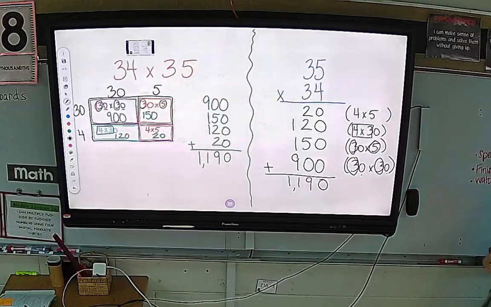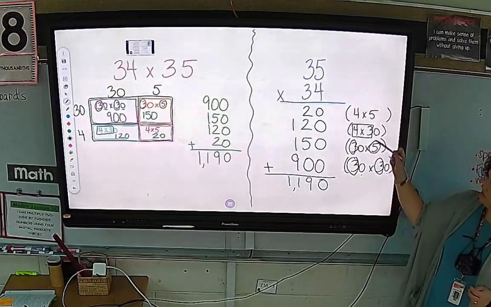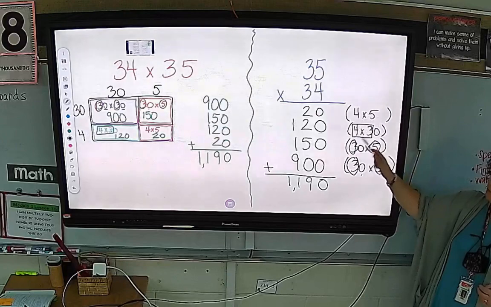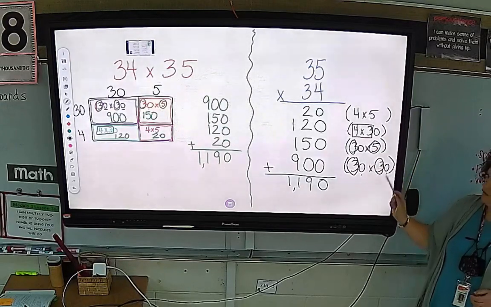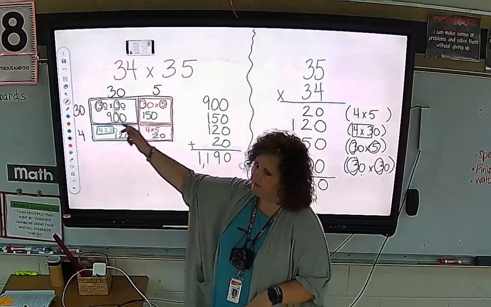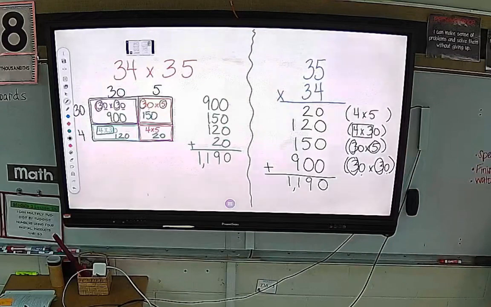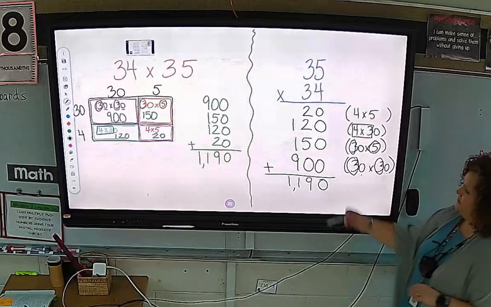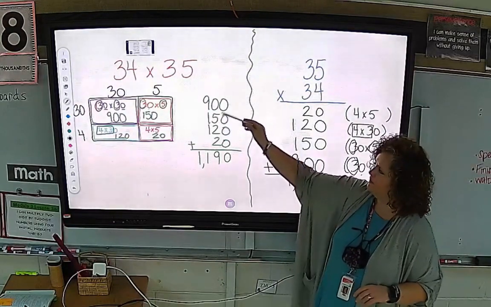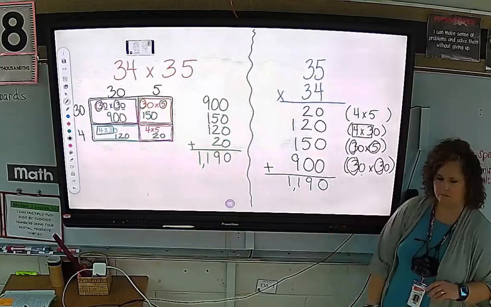They all have the same multiplication problems. Okay, look at these multiplication problems. 4 times 5, 4 times 30, 30 times 5, 30 times 30. Same multiplication problems. What else? When you add them up, they're flipped around. And that just happened. 20, 120, 150, 900, 20, 120, 150, 900.